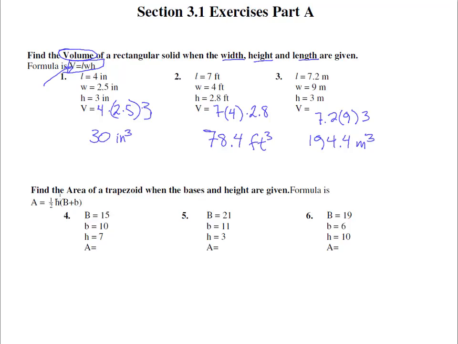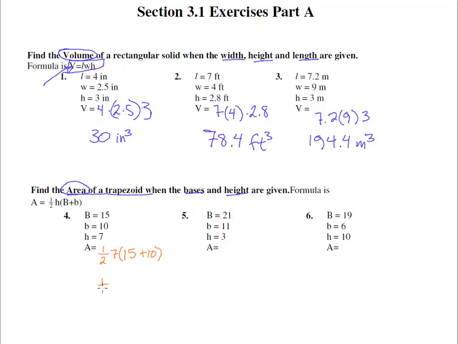Numbers 4 through 6, it says find the area of a trapezoid. Area when the bases and height are given. So here's the formula right here. Area equals 1/2 height times the big base plus the little base. So the area down here is going to equal 1/2 times the height times the big base plus the little base.